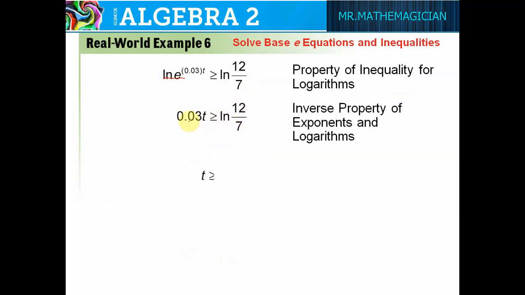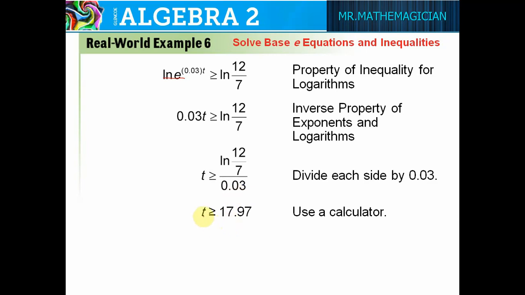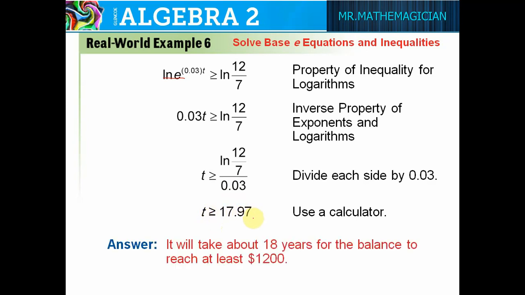Now we can divide by this number to know that t should be greater than or equal to ln 12 over 7 all over 0.03, and you will find it 17.97. So t should be greater than or equal to 17.97. So it will take about 18 years after the balance to reach at least $1,200.